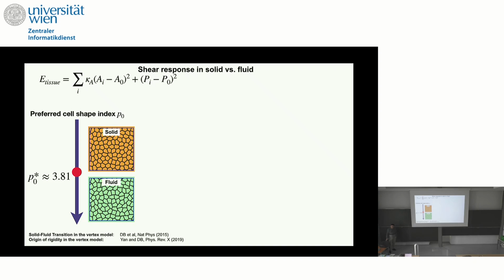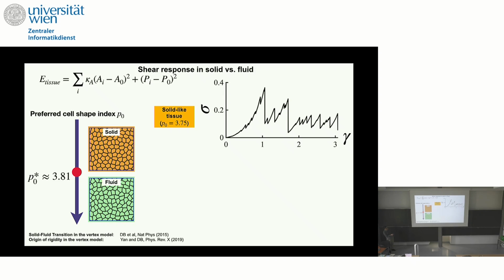Okay. So what's the shear response, say in terms of shear modulus? With this model, one of the first things we did several years ago was, without shearing it, look at whether it's a solid or liquid. For example, you can calculate a linear response shear modulus without actually doing the shear. And the prediction was that below some critical value of the shape index, P0, it behaves as a solid, and above that, you lose the linear response shear modulus, and we call that a fluid. So what actually happens if you shear a state like this?